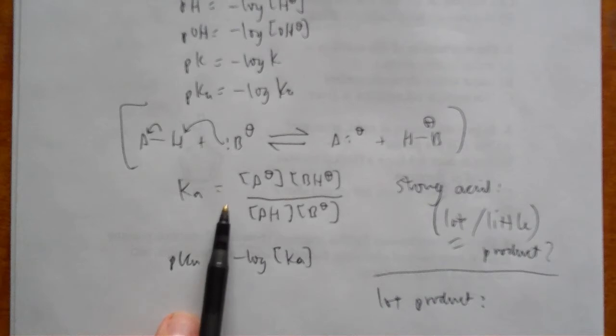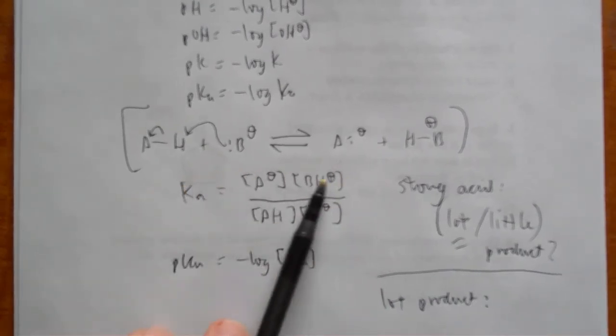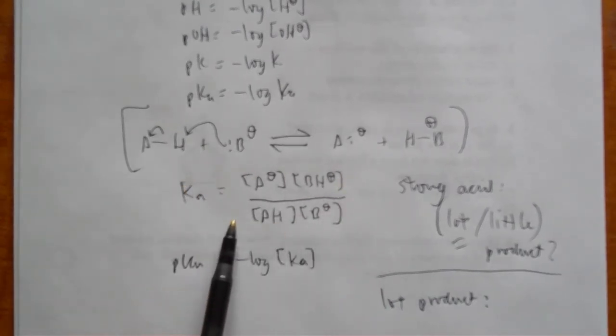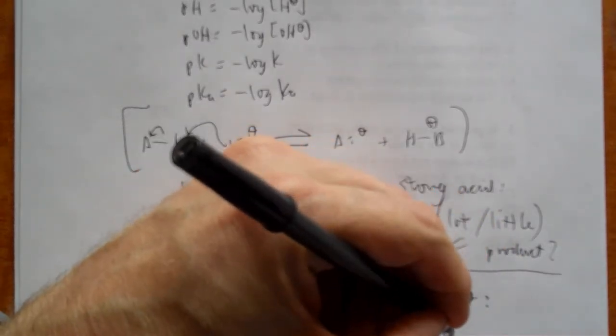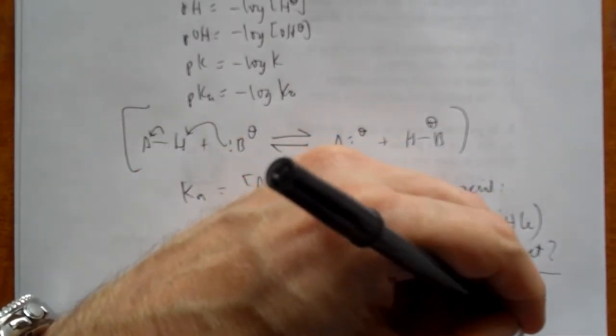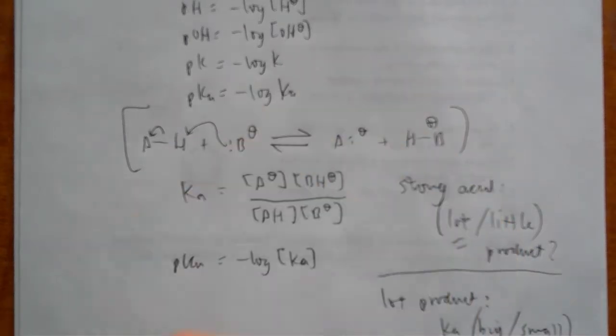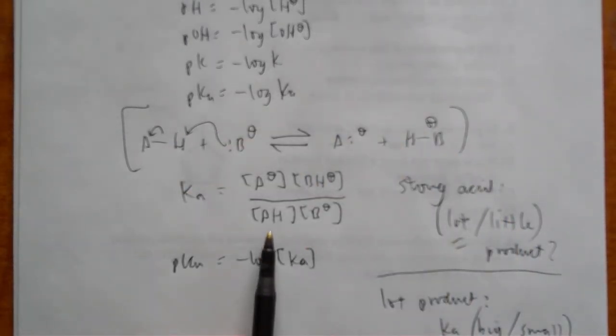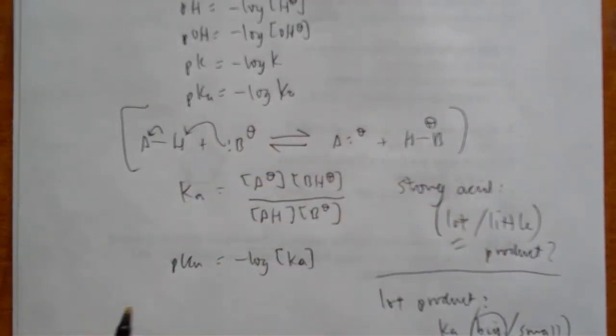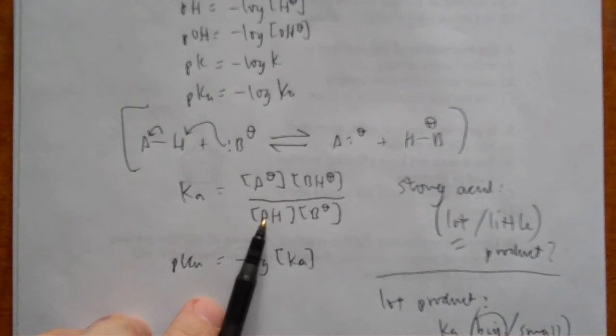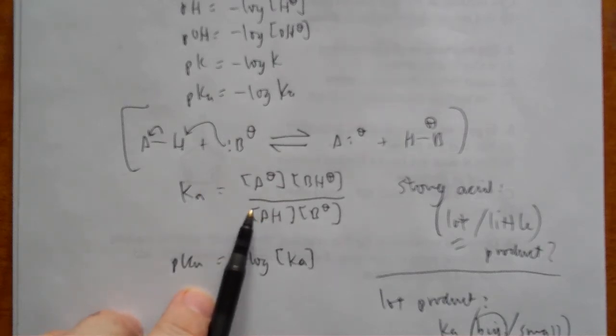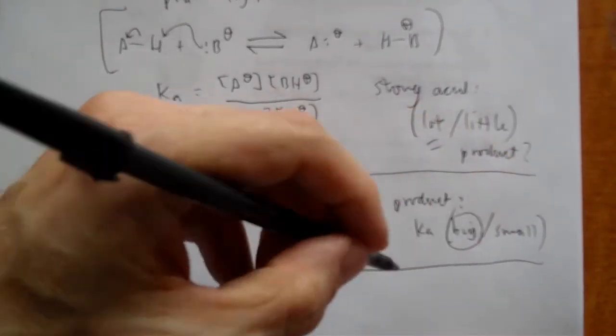Now, if there's a lot of the product, look at this expression right here. If the product is big, would you expect the Ka to be big or small? Think about that. Pause the video and guess. Is it big or small? It's big, right? Because if we have a lot of product, that means we're going to have a little bit of this. That ratio is going to be big.